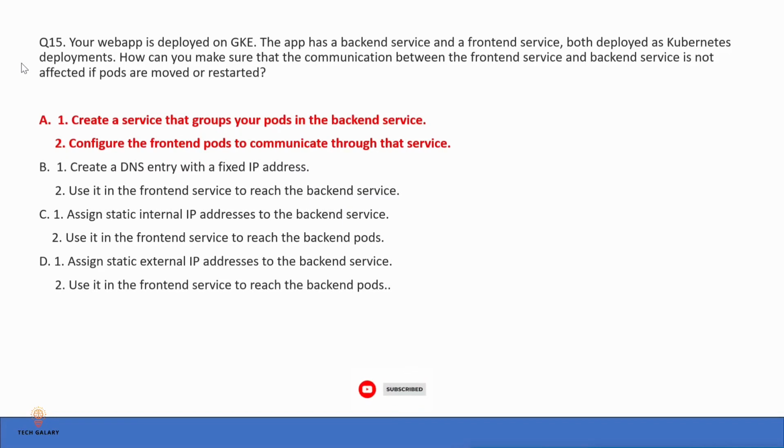Option B, create a DNS entry with a fixed IP address. Use it in the front-end service to reach the back-end service. This option is not correct because a DNS entry is created by service creation. Option C, assign static internal IP addresses to the backend service. Use it in the front-end service to reach the backend pods. This option is not correct because static internal IP addresses do not automatically change when pods are restarted. Option D, assign static external IP addresses to the backend service. Use it in the front-end service to reach the backend pods. Even this option is not correct because the static external IP addresses take traffic outside of the Google networks. So option A is correct for this question.